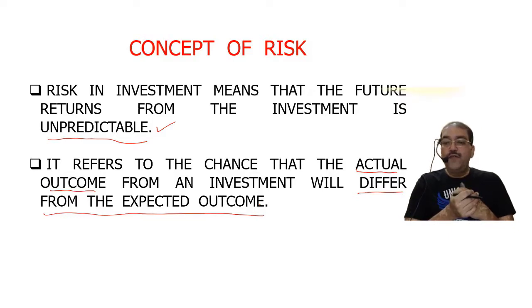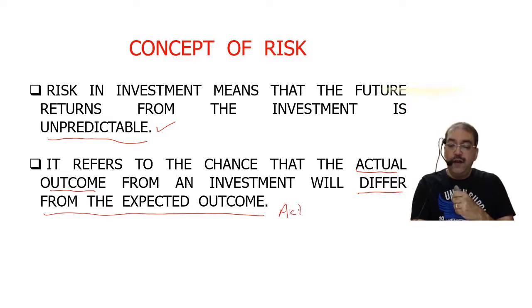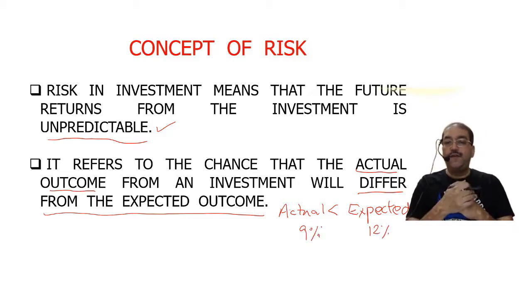And when I say differ from expected outcome, it means that actual is less than expected. Expected is more, actual is less. I'm expecting 12% returns, I'm getting only 9% returns. So actual is less than the expected returns.